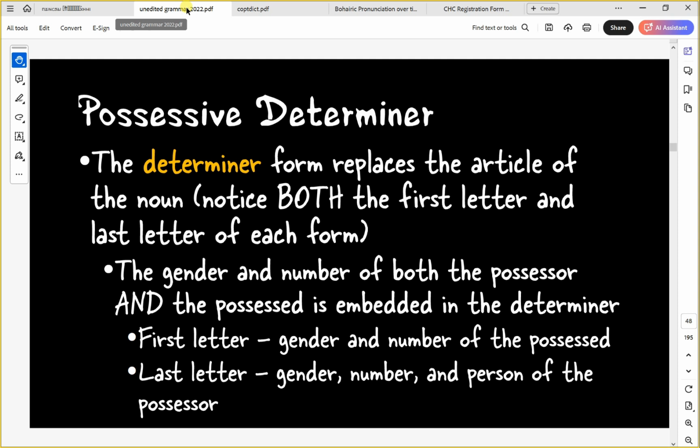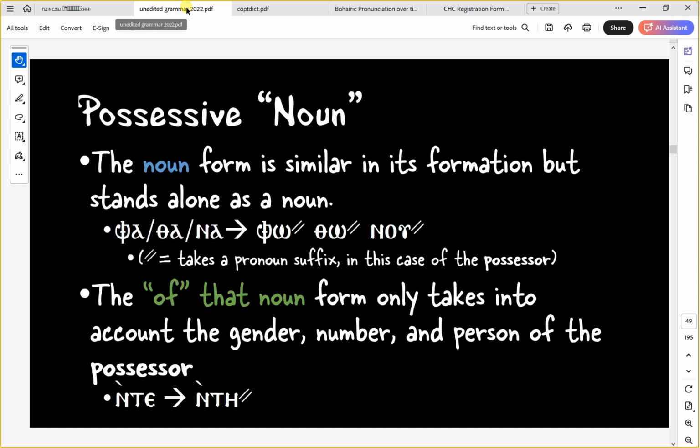So the key thing to keep in mind is the first letter is the gender and number of the thing that is possessed, the actual object. And then the last letter in that prefix, not of the whole word, in that prefix, would be the gender, number, and person of the possessor. Anyway, pronoun form.